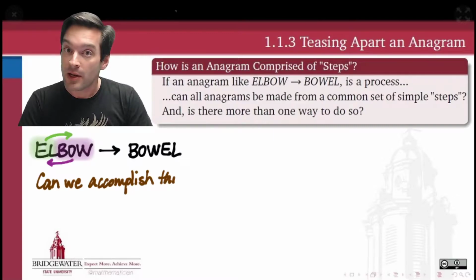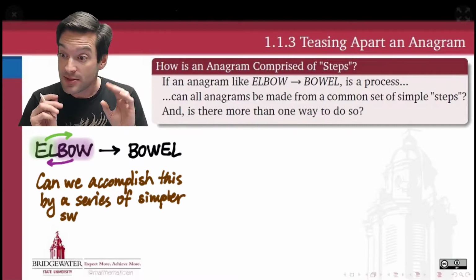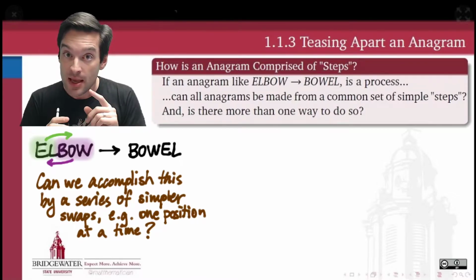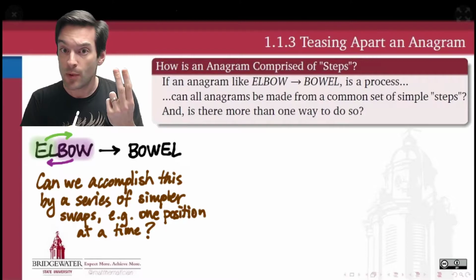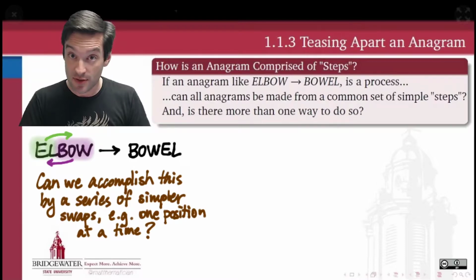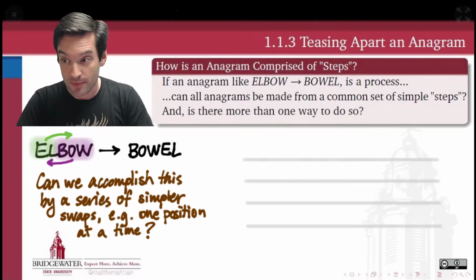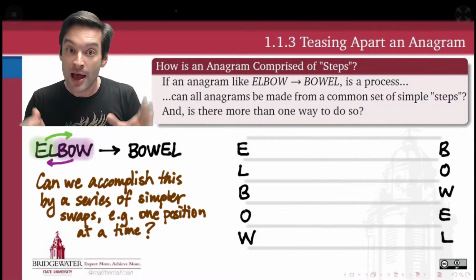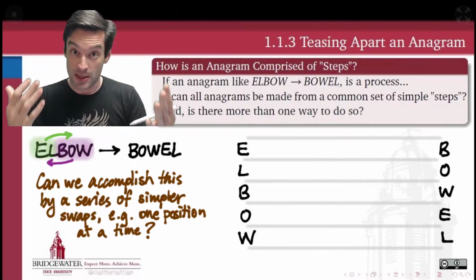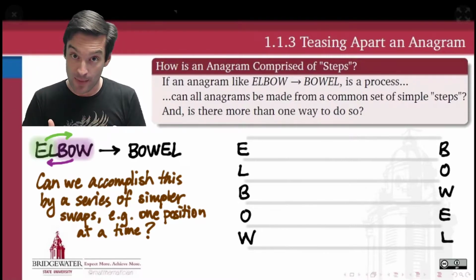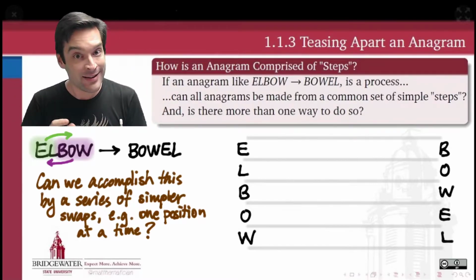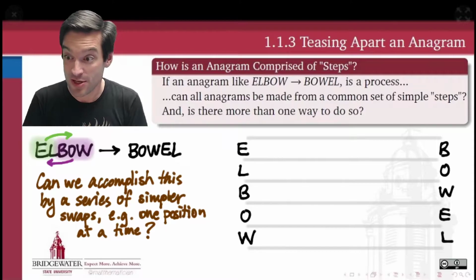Is there a way that we can accomplish that anagram through a series of successive simpler swaps? For example, is it possible for us to just trade one position at a time and through a number of those trades in succession build up the anagram that we're thinking of? Here's an algorithm that's not only going to let us do that, it's also going to give us our first foothold into visually thinking about how the study of anagrams can actually give rise to the study of structures that look an awful lot like tangled up strings, which is what we're really interested in this semester.